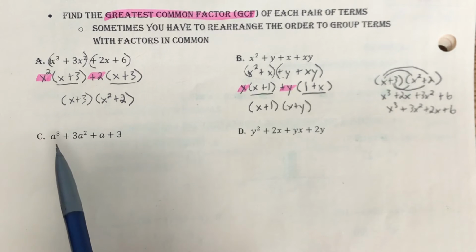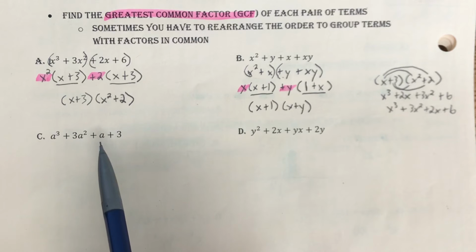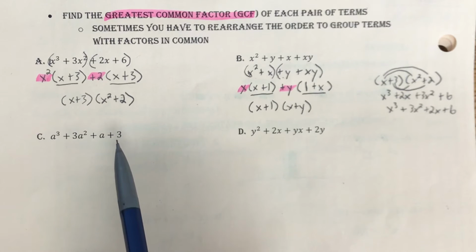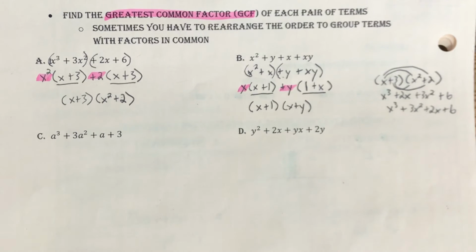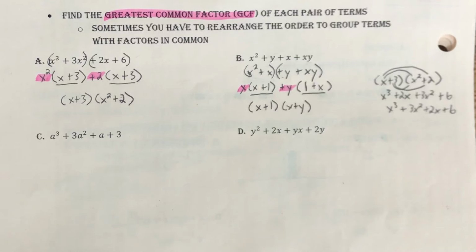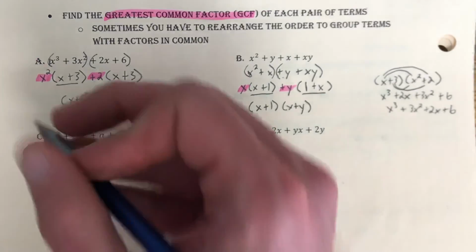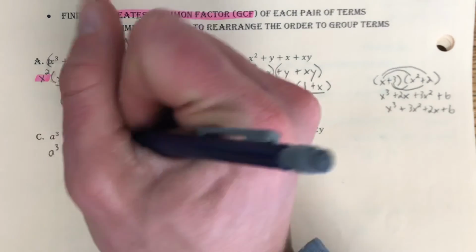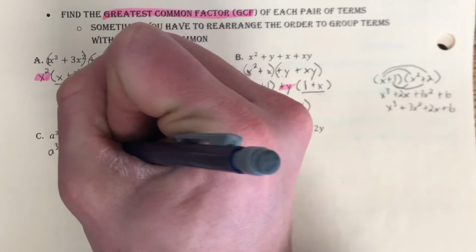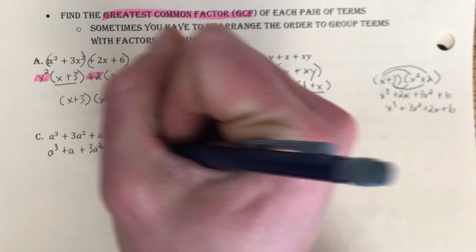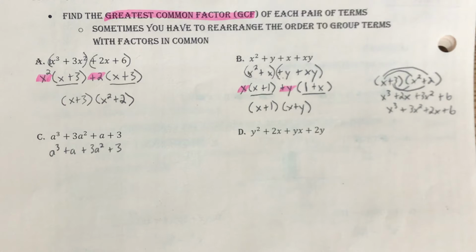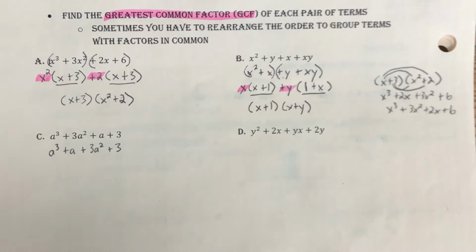If I grouped this one with this one, I would notice that this term and this term both have a 3 involved, so they do have a greatest common factor. So if I rewrite it, that'll make my life a little easier. So I'm going to say a to the third plus a plus 3a squared plus 3. So I just rearranged to make my grouping a little easier. It's not actually the only way to do it.